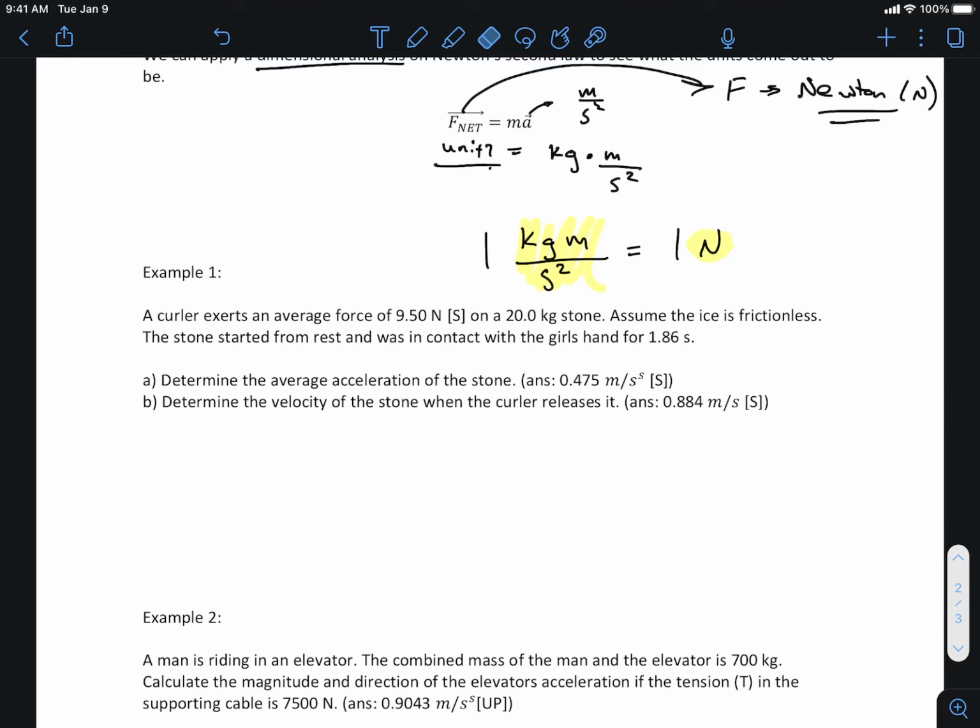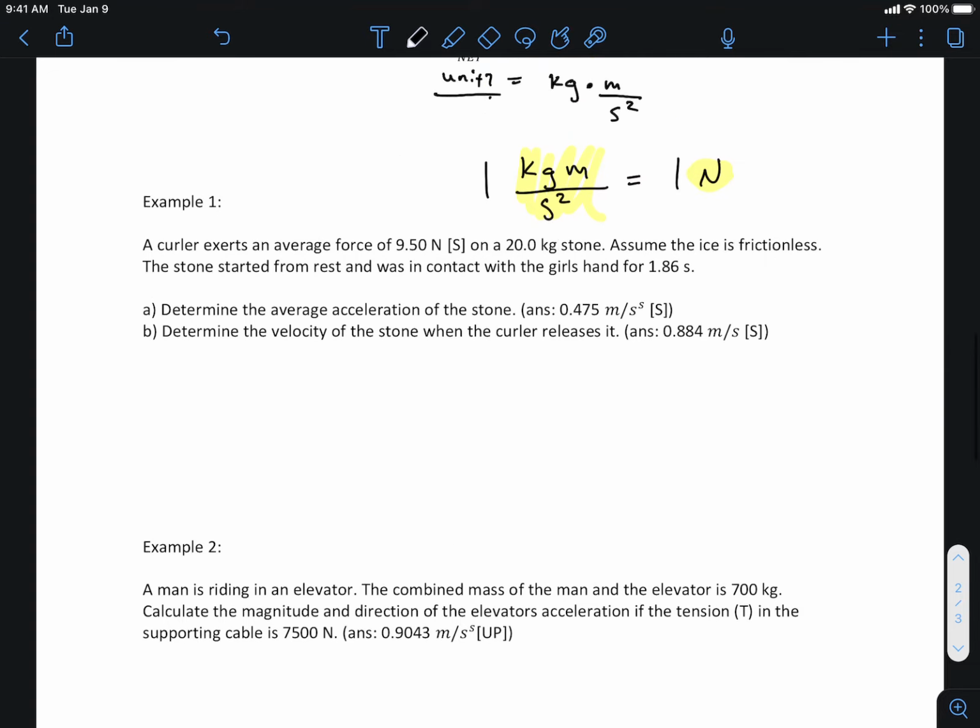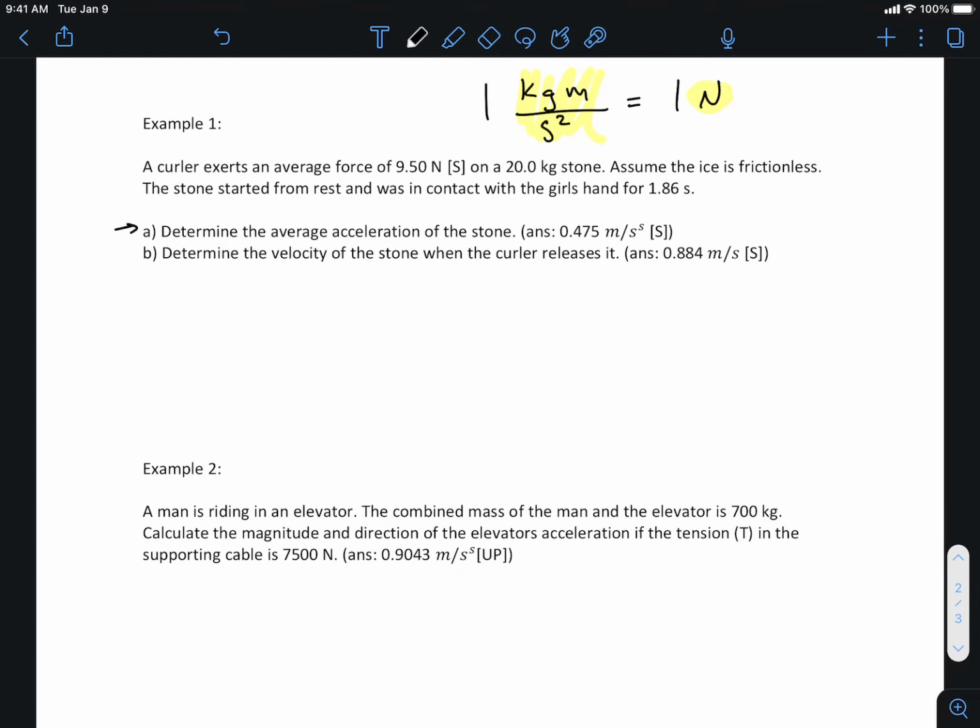So here we go. I'm going to run you through 3 examples and then we're done. Again, nicely scaffolded for you. Part A, Part B. A curler exerts an average force of 9.5 newtons south on a 20 kilogram stone. Assume the ice is frictionless. The stone started from rest and was in contact with the girl's hand for 1.86 seconds. Determine the average acceleration of the stone. Okay, that's where we're at.